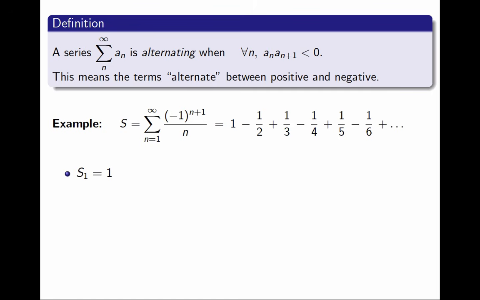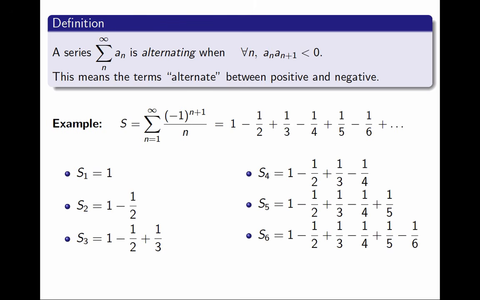The first one, S1, is simply 1. Then S2 is 1 minus a half. Then 1 minus a half plus a third, and so on. So by definition of series, what I have to do is construct this sequence of partial sums and then see whether it has a limit. I'm going to argue geometrically. I will draw a picture for all these partial sums and see what I get from there.